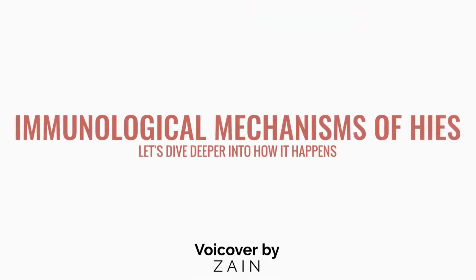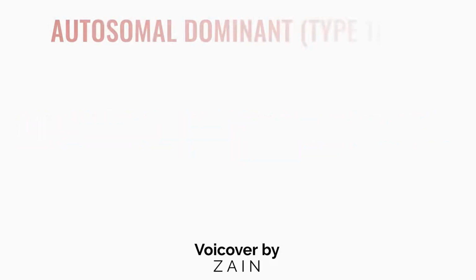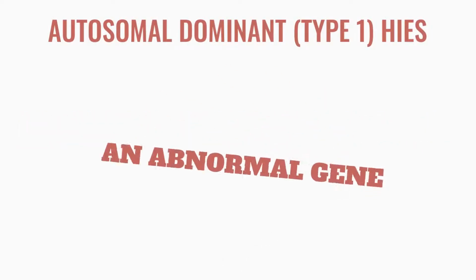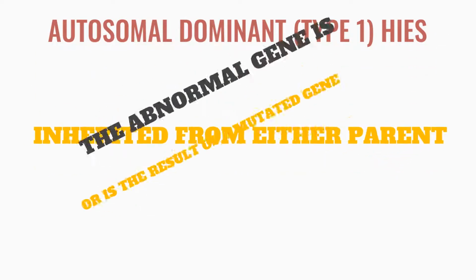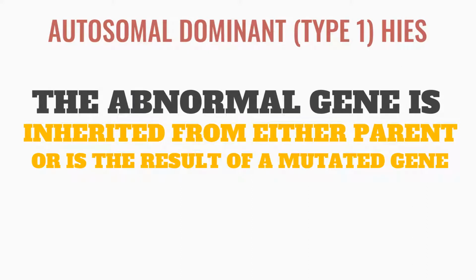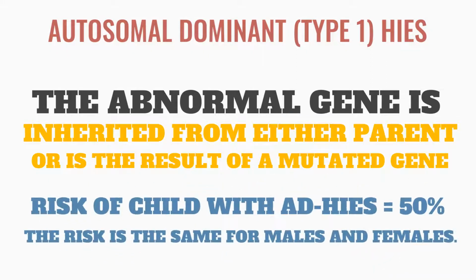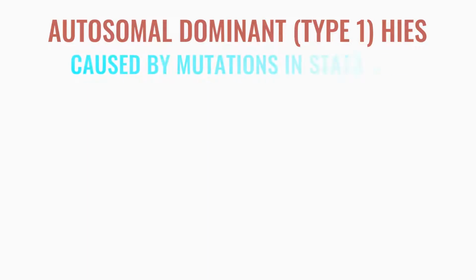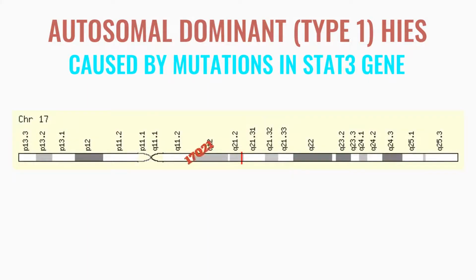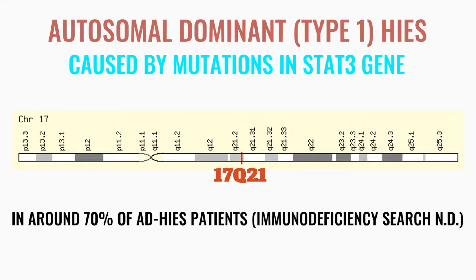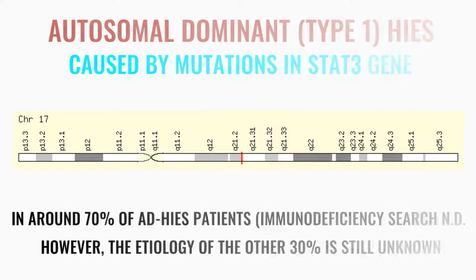Let's first talk about autosomal dominant hyper-IgE. Autosomal dominant genetic disorder requires only a single copy of an abnormal gene to cause a particular disease. The abnormal gene can be inherited from either parent or can be the result of a mutated gene in the affected individual. The risk of passing the abnormal gene is 50% for each pregnancy. As mentioned earlier, it occurs due to mutations in the STAT3 gene located in human chromosome 17q21 in around 70% of autosomal dominant hyper-IgE patients. However, the etiology of the other 30% is still unknown.